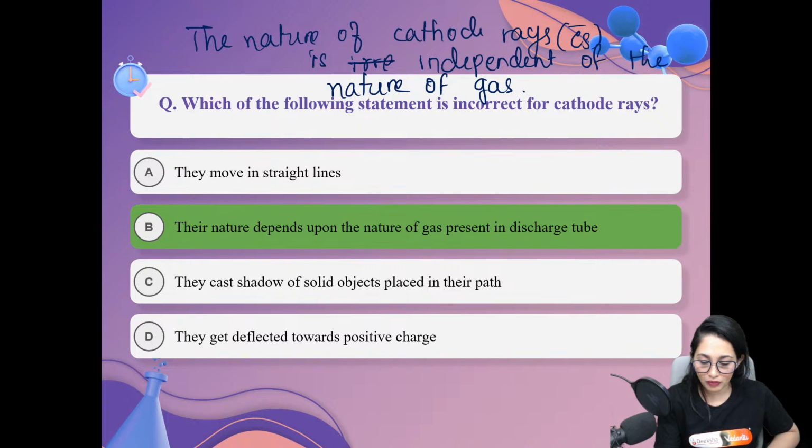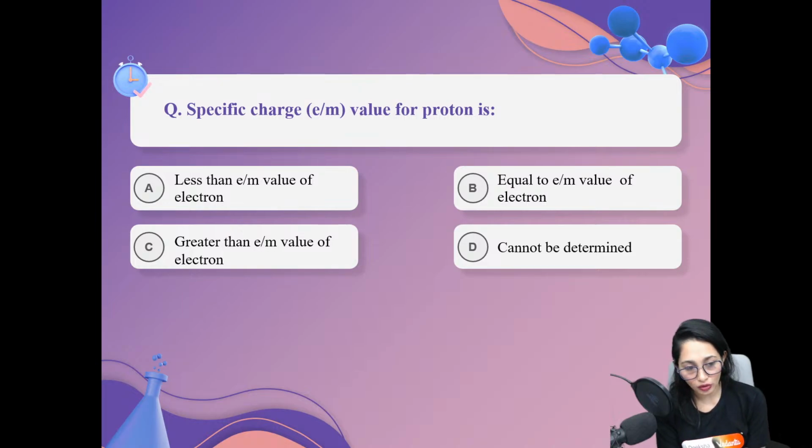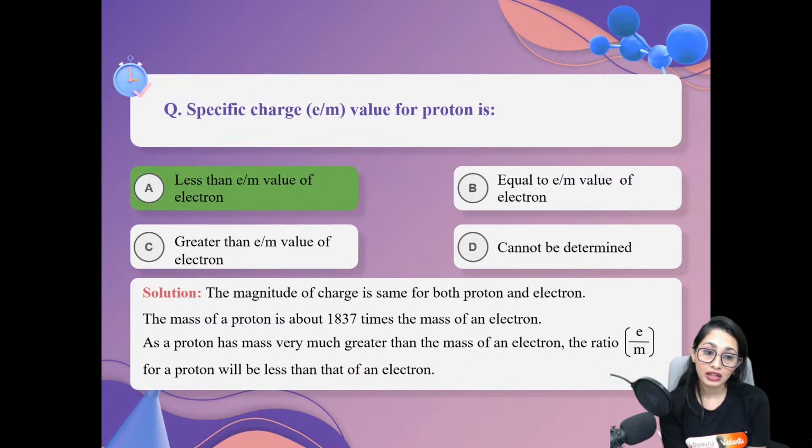Now moving forward. Specific charge e/m value of proton is dash: less than e/m value of electron, equal to the value of electron, greater than value of electron, cannot be determined. We already know the charge and mass of the proton. What will be the answer? It is actually less than the e/m value of electron. The magnitude of charge is the same for both proton and electron. The mass of the proton is about 1837 times the mass of the electron. That's why the mass of the electron can be neglected. It is very, very small.